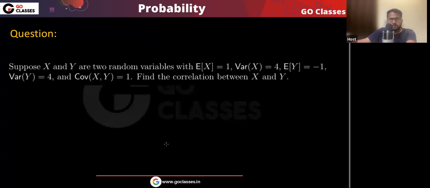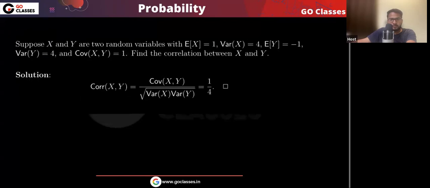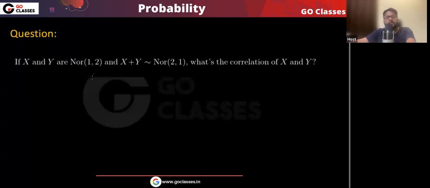Is this a repeated one? I think by mistake I pasted it 2 times, but that's fine. So let's just see this. If x and y are normally distributed like this, what's the correlation between x and y?